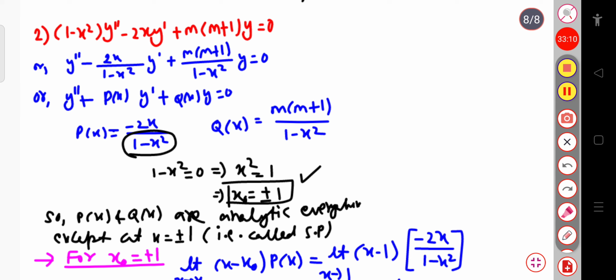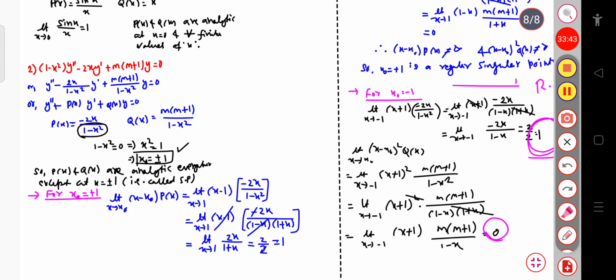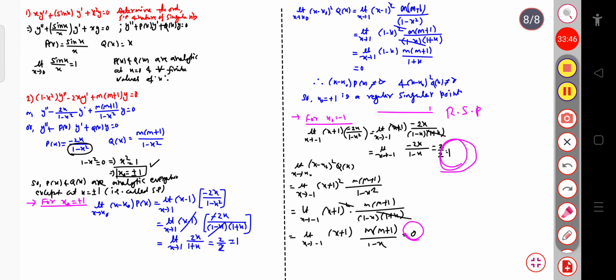Then secondly, you have to write the value of p of x and q of x. And from that p of x, you have to check the denominator: if this value is equal to 0, then what will be the value of x so that the denominator goes to 0. If this value goes to 0, then simply you can say p of x and also q of x will go to infinite. So when the value goes to infinite, that function is not analytic, or you can say that those points are called singular points, and after that you have to check whether the singular points are regular or irregular in nature.